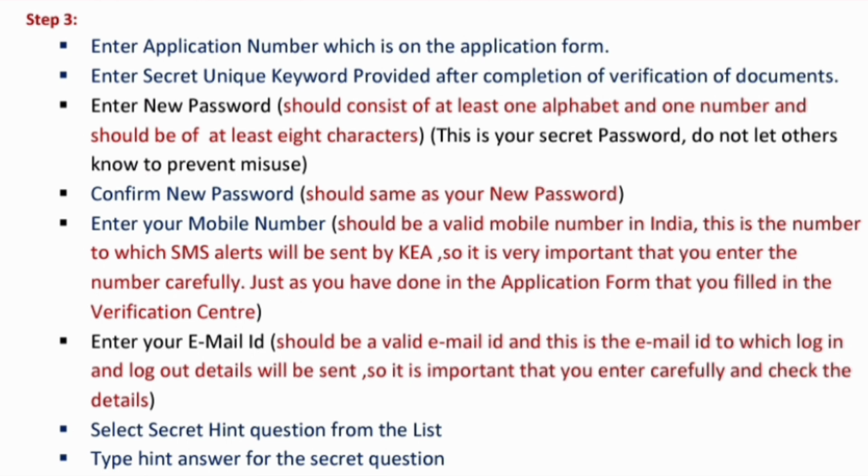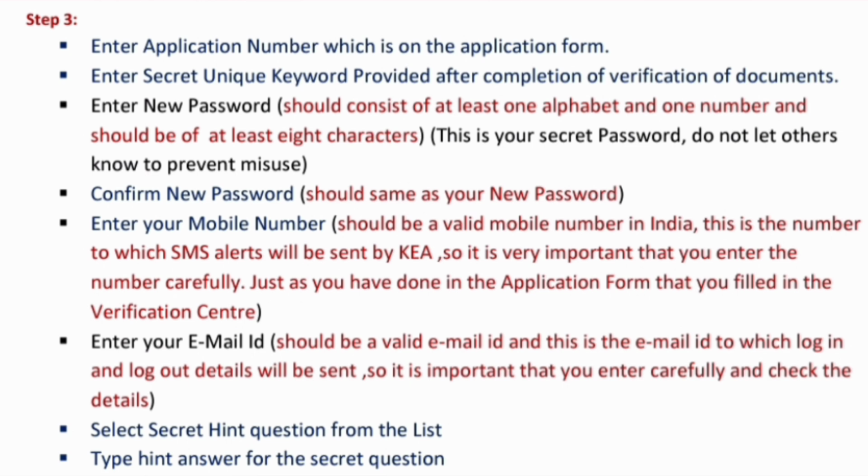Next is step 3. In step 3, you will have to enter the application number which is on the application form. Then it will also ask for the secret unique keyword, which you got after the completion of document verification. So you have to find that secret unique keyword and enter it. And then it will also ask you to enter a new password. This is because it will protect your account and prevent any misuse.